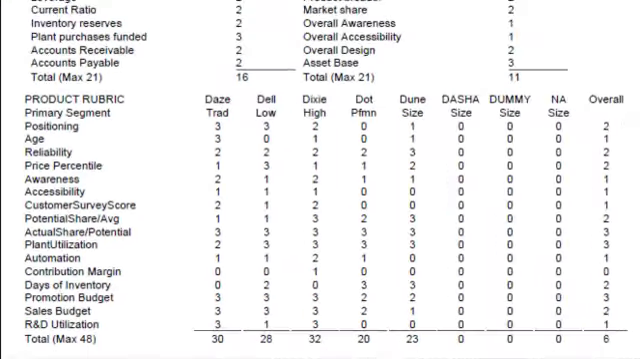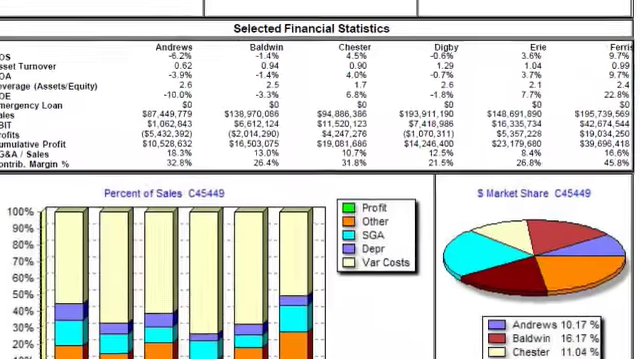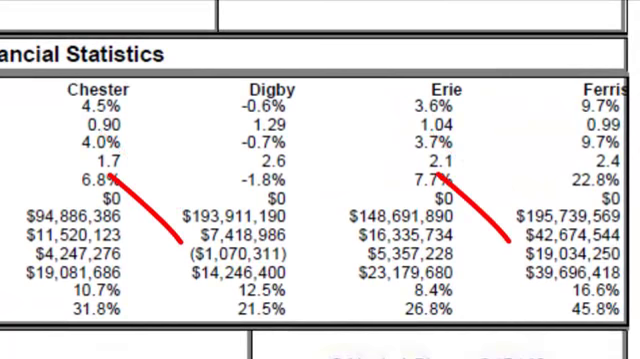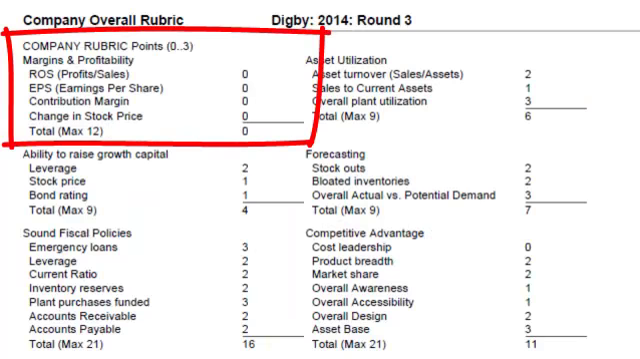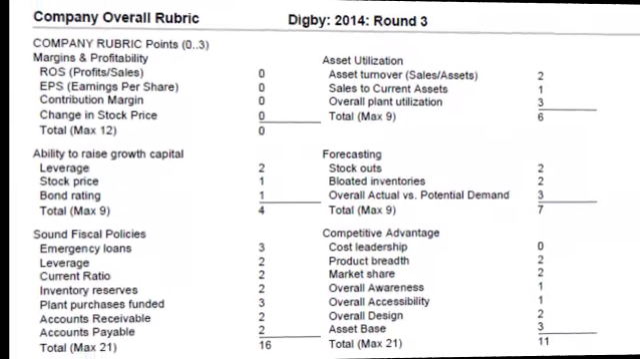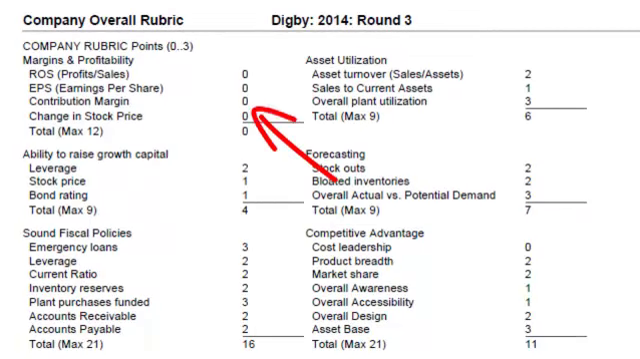Digby's product score is as good as or better than Ferris's, and its sales are almost equal, but Ferris is far more profitable, and the rubric tells us why. Digby scored a 0 for margins and profitability, and Ferris scored a 12. Digby's contribution margin did not allow it to cover its operating expenses.